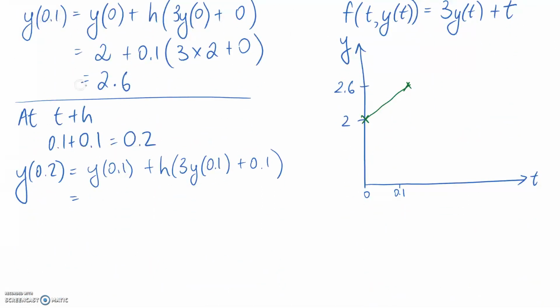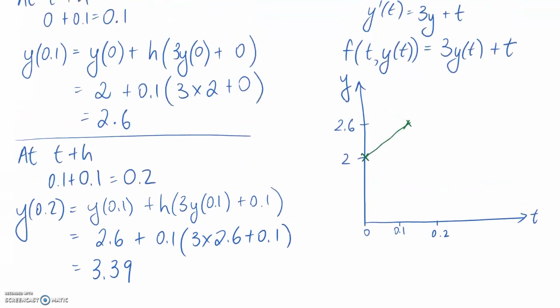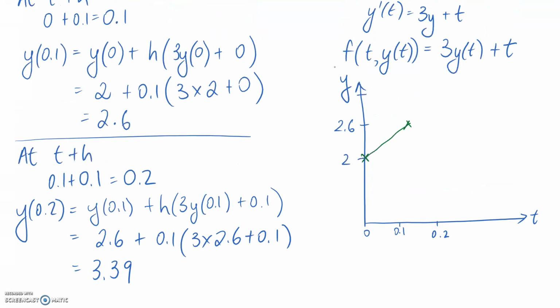So we can substitute some numbers in here. y of 0.1 we just worked out to be 2.6. h is 0.1. Again, this is the 2.6 and 0.1. If you type this one into a calculator, you end up getting about 3.39 for the answer. So again, visualizing it, we've taken a step to 0.2 and we've ended up with 3.39. That's going to be somewhere up here. Not sure that this is particularly to scale, but something like this.